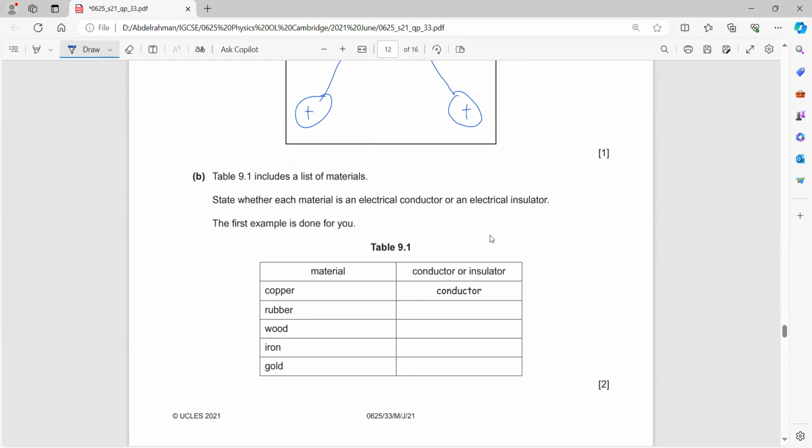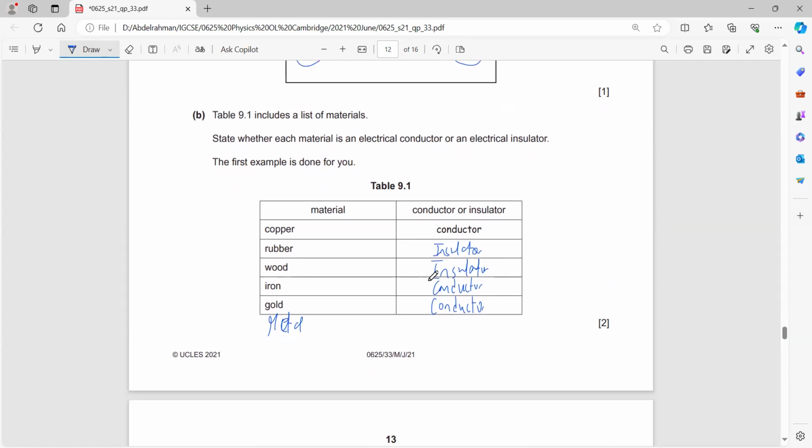Rubber is an insulator. Wood is an insulator. Iron, of course, is definitely a conductor. Gold is definitely a conductor. Gold is a metal, guys. Gold is a metal, so it is a conductor.